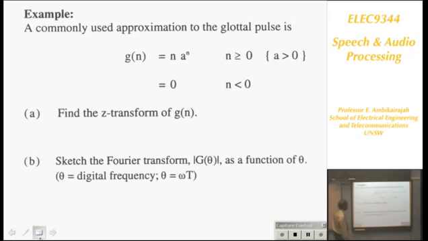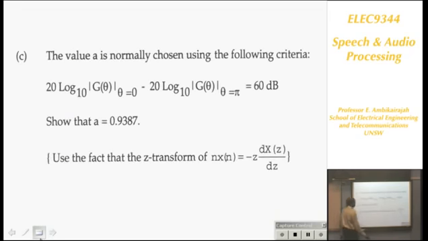Another example of the glottal pulse, and another example that you want to plot. In this case, the important part is that you have been asked to find the z transform first, and then you are asked to find G theta. G theta is the Fourier transform or discrete Fourier transform. So you go through this exercise, and you've been told to eventually find the value of A in order to give you a particular frequency response of 60 dB. And you've been given this particular transfer function as well. It's very, very simple, this question again. Just go through them step by step.